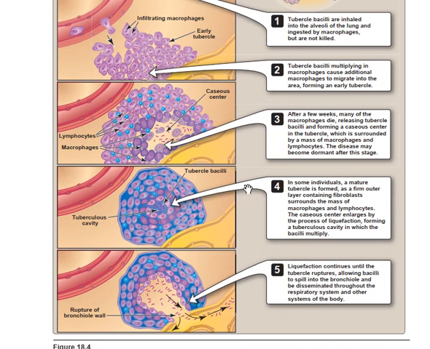Now, in some individuals, a mature tubercle may result. So that is an early tubercle. Then you have a caseating center tubercle. Then a mature tubercle may be formed, with a firm outer layer containing fibroblasts. A granuloma containing a firm outer layer of fibroblasts even surrounds the mass of macrophages and lymphocytes.